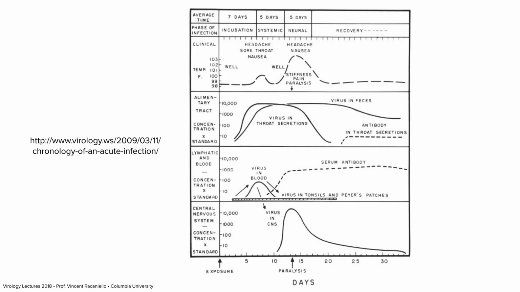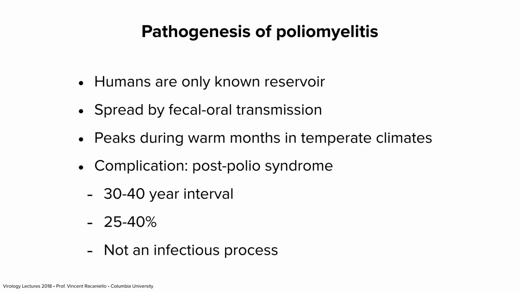And you can see you are shedding virus in your saliva and in your feces. Look at feces for up to 30 days here and longer. There's virus in the blood. As you can see, that correlates with that first spike of temperature. And then the bottom shows virus in the CNS. So again, that correlates with paralysis. And again, I told you this is about 1% of infections that the virus gets into the CNS. So this is an exclusively human virus.